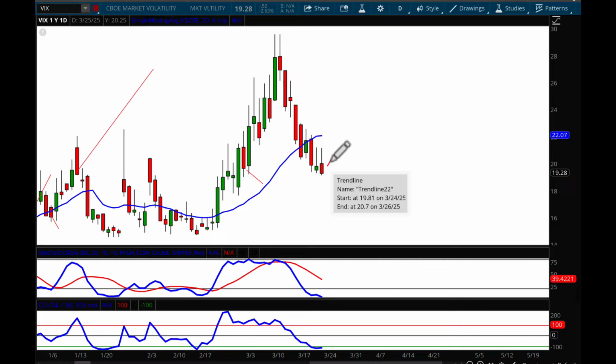Right, so I think we're going to test today's highs at $20.70. That's a little bit more than 5, maybe 5.5% higher on the VIX. But remember, for the most part, the VIX is inversely related to the S&P. So if we're looking at a slightly bullish VIX, then we're looking at a slightly bearish S&P. Okay, so keep that in mind. Those patterns are very important.